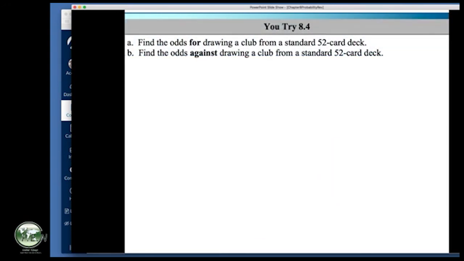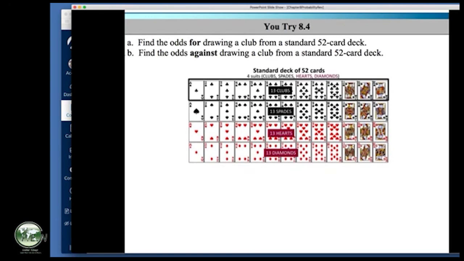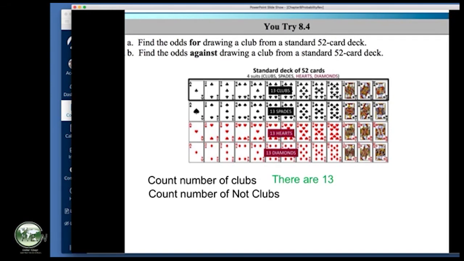Find the odds for drawing a club from a standard 52 card deck. So again, the word odds, right? So how many clubs are there in a deck of cards? 13, actually. There's 13 in each suit. Count the number of clubs. Okay, there's 13 of them. And then count the number that are not clubs. So out of 52, 52 minus 13 is 39. So do the subtraction. There's 39 that are not clubs.